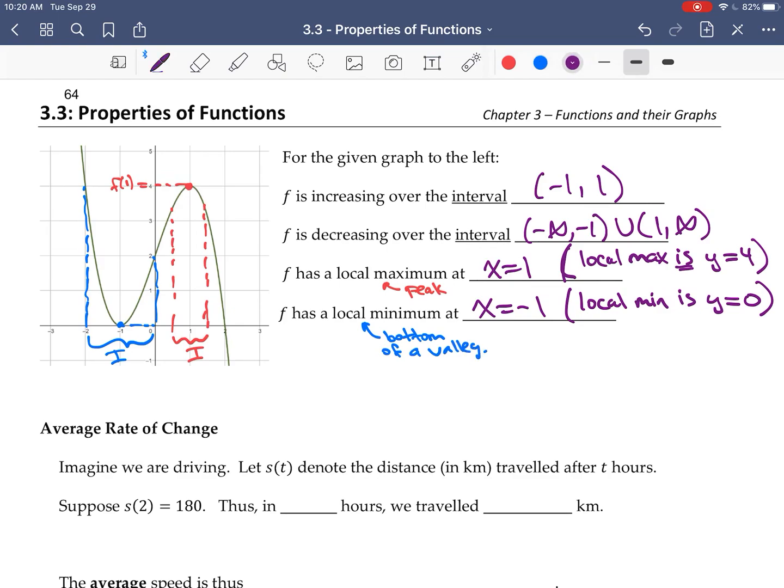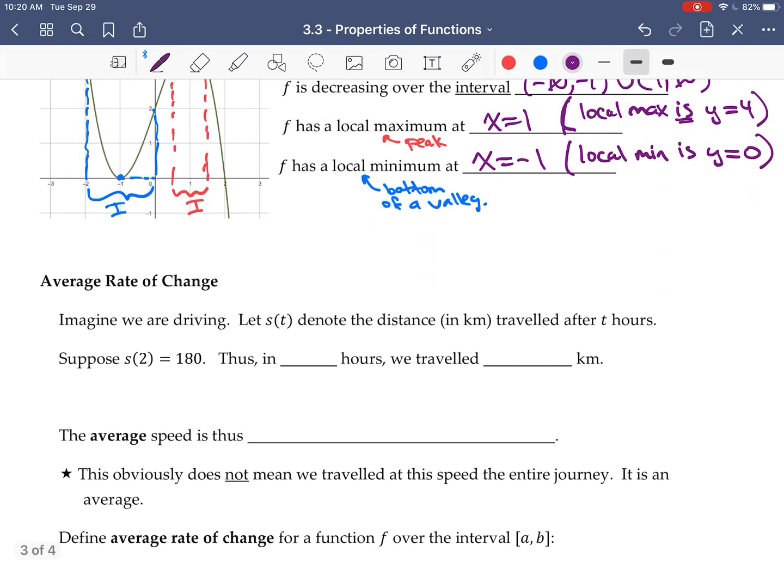Okay, so they often call them peaks and valleys. Now you can also talk about rates of change, average rates of change, and we deal with these on a daily basis. Imagine you're driving. S of t gives the distance in kilometers that you've traveled after t hours. So if S of 2 was 180, that means that in 2 hours we traveled 180 kilometers, right?